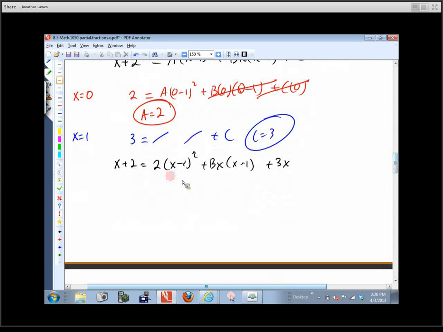Okay. Now I just multiply these out. This is x squared minus 2x plus 1, and then distribute the 2 through. So this is 2x squared minus 4x plus 2. If I distribute through here, this is going to be bx squared minus bx, and that's just a 3x. And on the other side is an x plus 2. That looks so pretty.